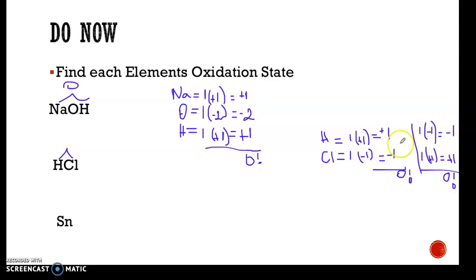However, know this. Hydrogen is mostly associated as a positive proton. So this is where it becomes a +1. It's always associated as a positive proton.